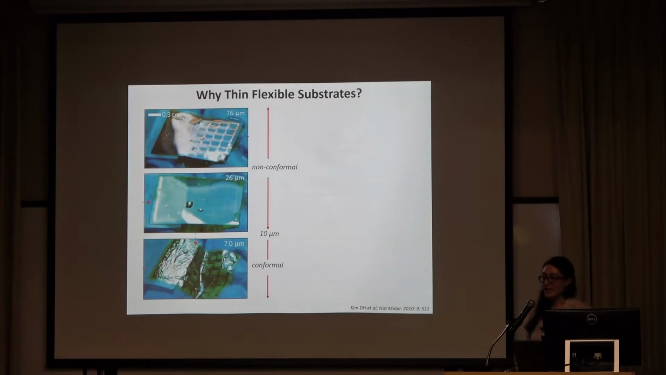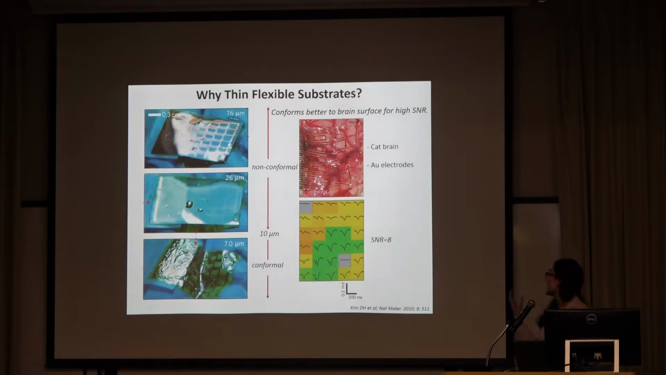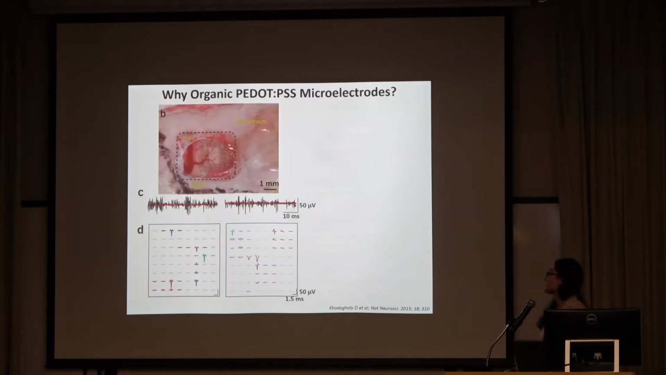It's been shown by Kim et al. that as we have more conformal, thinner substrates, they fit more conformally onto the cortical surface. And this results in a very high signal-to-noise ratio, as validated on ECoG recordings on cat brain, shown in the figure to the right. So now, why are we using organic PEDOT on our microelectrodes?